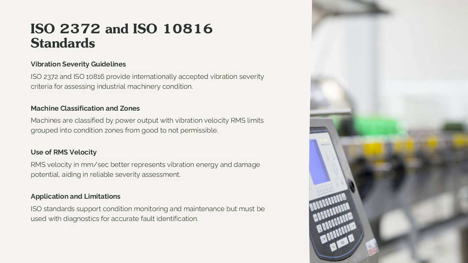For example, a medium-sized machine may be classified as good if vibration levels are below approximately 1.12 mm per second RMS, while higher levels may be considered tolerable or unacceptable depending on duration and operating context. ISO standards are widely used in industry for acceptance testing, condition monitoring programs, and maintenance decision-making. However, they are not diagnostic tools. They indicate severity but do not identify fault type. Therefore, ISO limits should be applied alongside spectral analysis, trend monitoring, and engineering judgment to achieve reliable results.